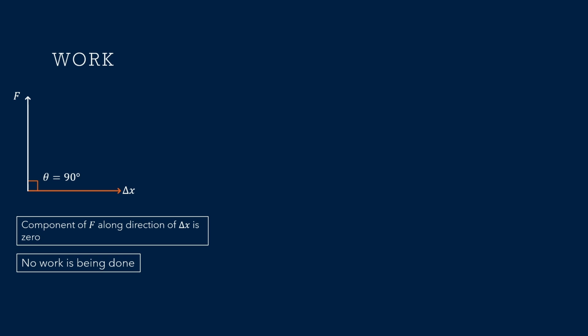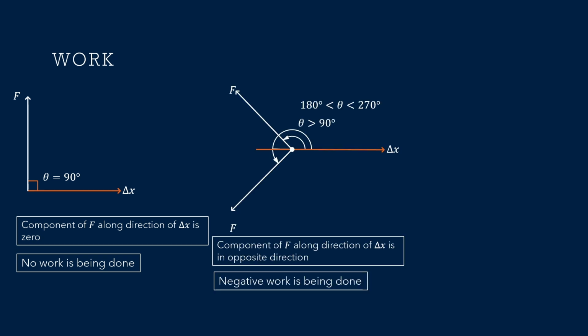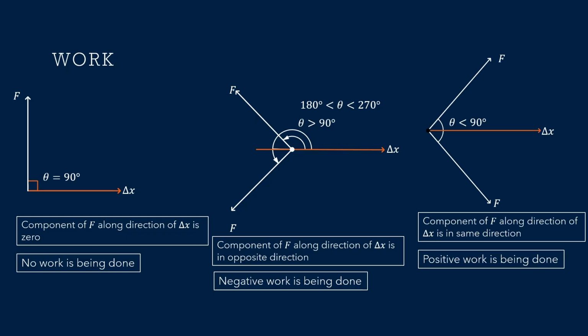The second case is when negative work is being done on the object. This is where the component of F is along the direction of the displacement, but in the opposite direction. This is when theta is in between 180 degrees and 270 degrees, and theta is greater than 90 degrees. And the last case is when positive work is being done. Now, this is where the component of F is along the direction of the displacement and in the same direction as the displacement. This is where theta is less than 90 degrees, as you can see in my diagram.